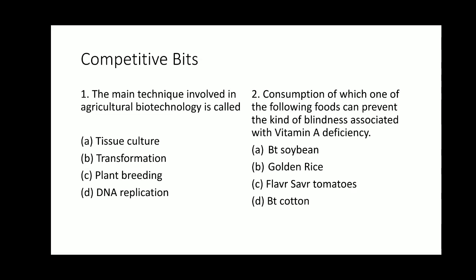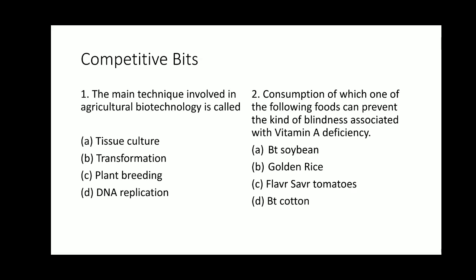Let us now see some competitive questions with respect to the concepts I have discussed: Bt cotton, nematode resistant tobacco plants, Flavr Savr tomatoes and the production of golden rice. Question number 1. The main technique involved in agricultural biotechnology is called: A. Tissue culture, B. Transformation, C. Plant breeding, D. DNA replication. Which is the main technique involved in agricultural biotechnology?